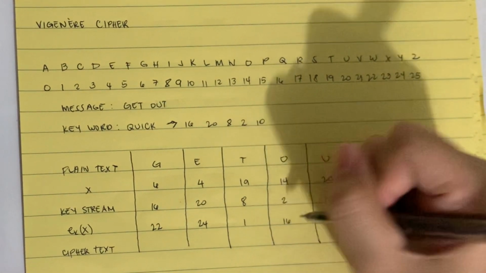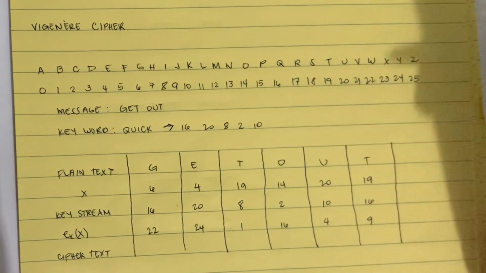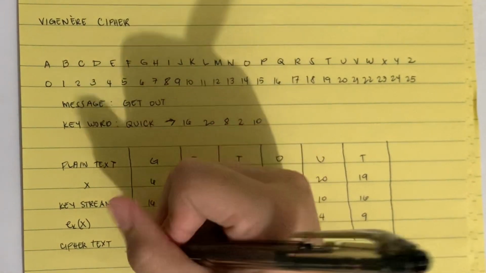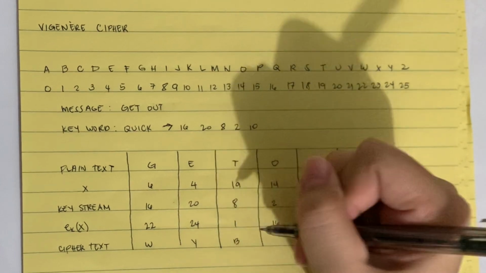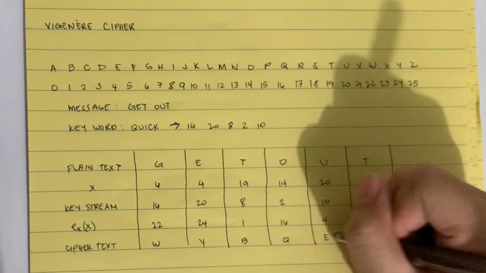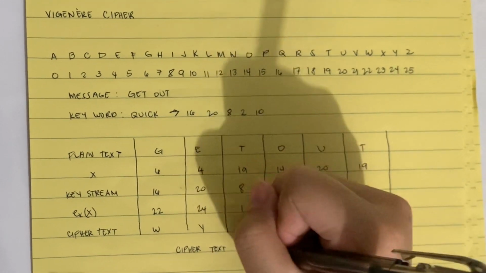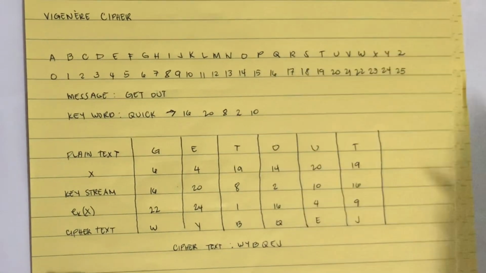So we will proceed to add x and the key stream for the next columns. After doing so, we will simply substitute the numbers to their corresponding letters. So first is 22, which substitutes to the letter W, 24 to Y, 1 to the letter B, 16 to letter Q, 4 to E, and 9 to J. So we then generate the encrypted message WYBQEJ for our plain text "get out."